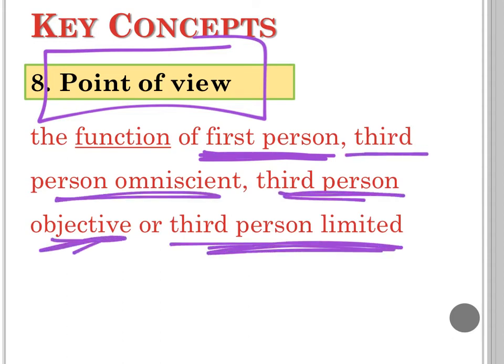Or third person limited? In the Odyssey, which we're going to read very soon, we see a shift between first person and also third person omniscience. So why do we see those two different points of view? What's the point? That would definitely be a possible topic.